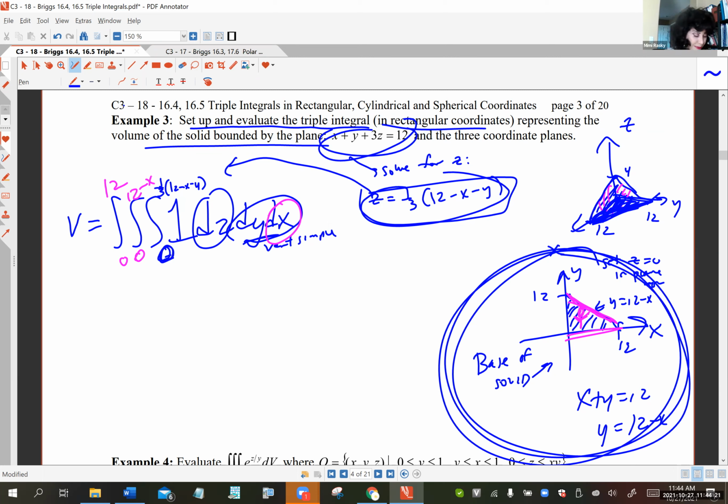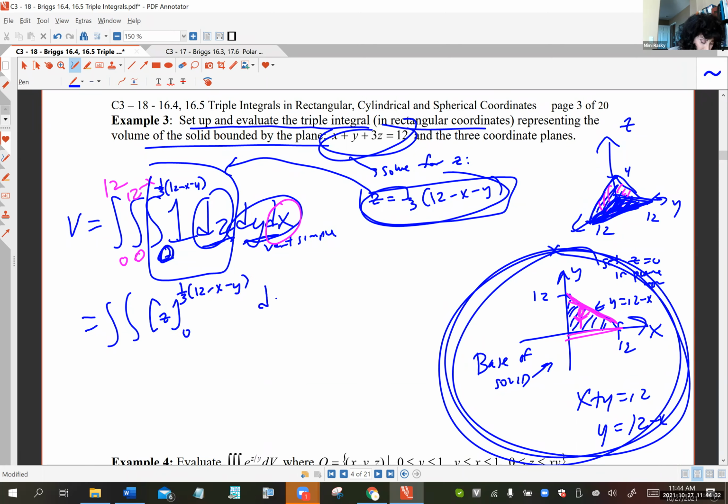Innermost integral first. Well, the antiderivative of 1 with respect to z is just z. And then have z going between his limits. And then that's going to end up being this. I'm going to pause right here. Notice what this is. This is the volume of the solid if somebody had asked you to set up the volume using a double integral.